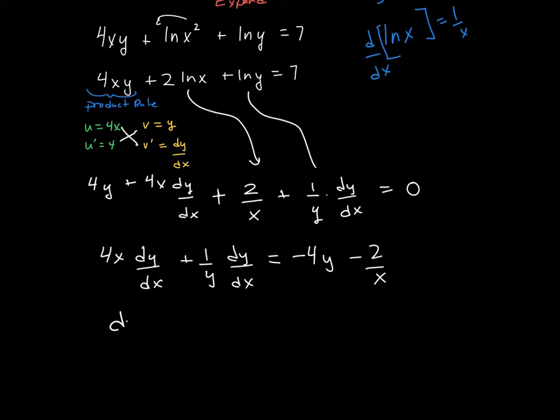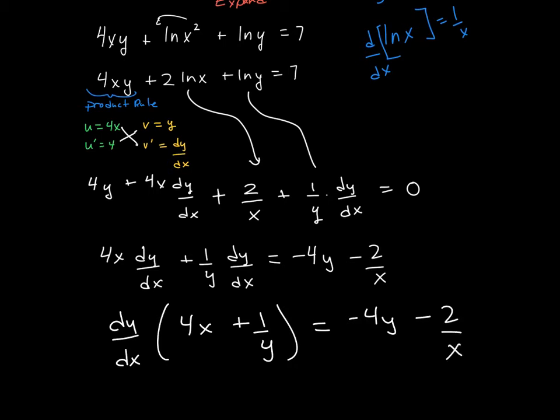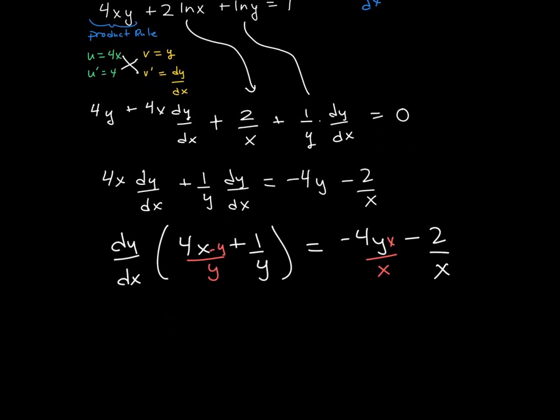Factor out the dy dx, and I'm left with 4x plus 1 over y is equal to negative 4y minus 2 over x. Now, I'm going to have to divide both sides of those, but I don't want to deal with 2 complex fractions. So what I want to do with this is I want to go ahead and find a common denominator between these. So I'm going to multiply this times y and multiply this times x. And when I do that, it gives me 2 different fractions.